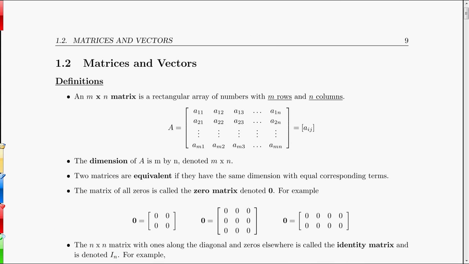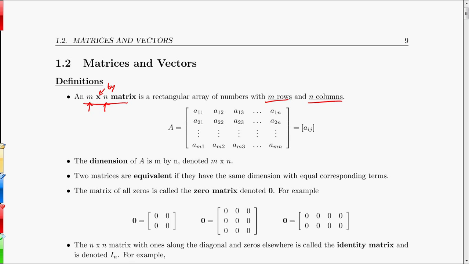We define an m by n matrix, right? It's a rectangular array of numbers. This first number, m, I know that's a letter, is the number of rows, and n is the number of columns. So it has m rows, n columns, and we call it an m by n. That's what this is. It's a multiplication sign, or x.